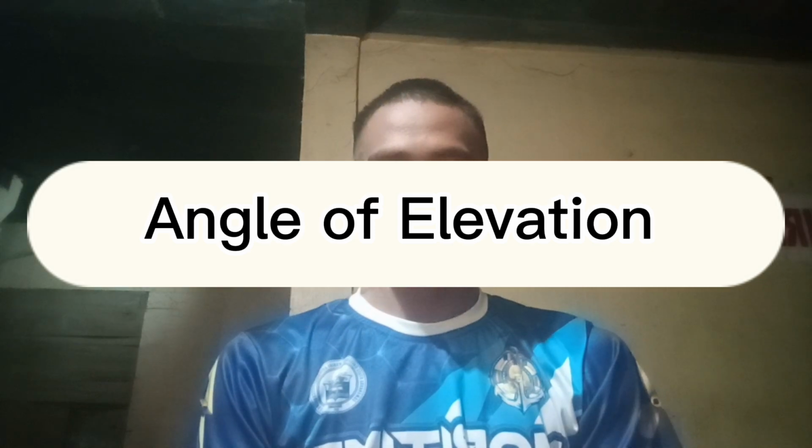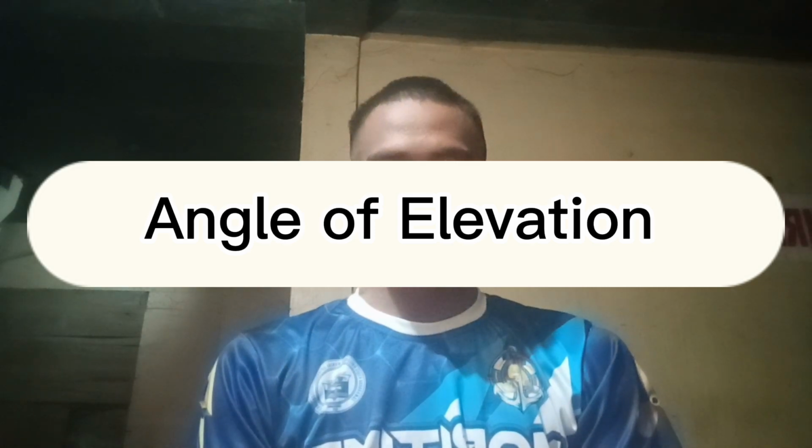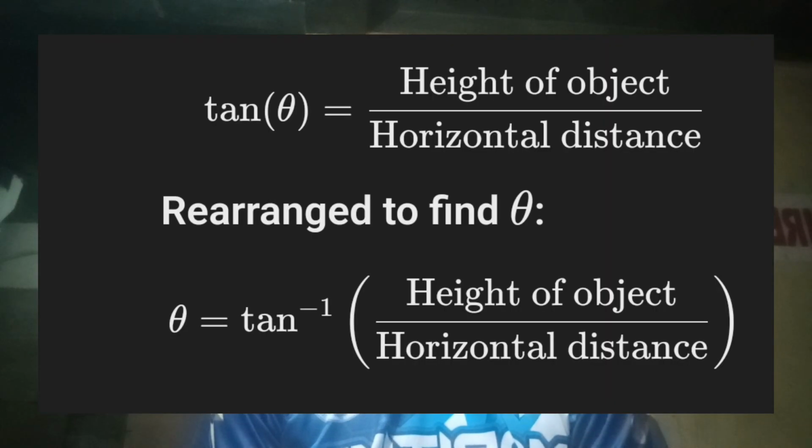Next topic is angle of elevation. Angle of elevation is the angle formed between the line of sight from a particular point and the horizontal ground when you look upward at an object. In the formula for calculating, theta is the angle of elevation, height is the vertical distance from the ground to the top of the object, and distance is the horizontal distance between the observer and the object.